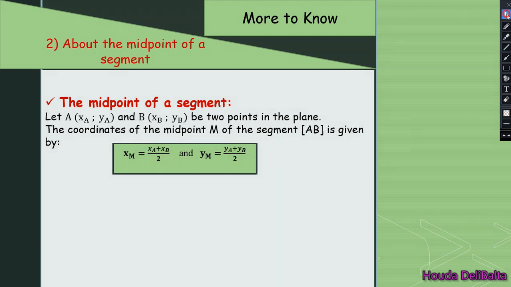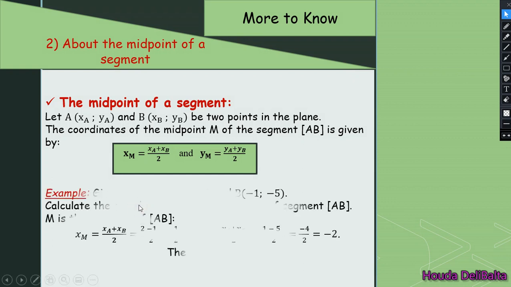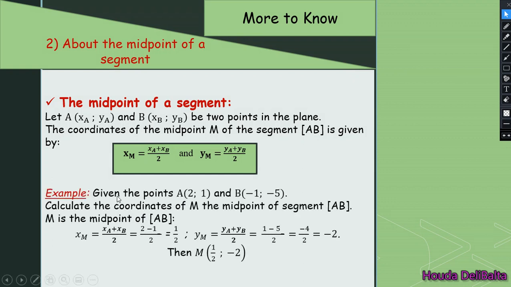And let's do a training exercise to make things more clear. Given the points A(2, 1) and B(-1, -5), I need to calculate the coordinates of M, the midpoint of segment AB. Since M is the midpoint of segment AB, I have to apply this rule. XM equals XA plus XB over 2. Now what is XA here? It is 2. And what is XB? It is minus 1. So 2 plus minus 1 is directly 2 minus 1, over 2, is 1 over 2.